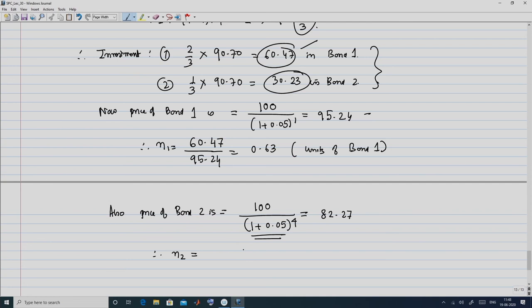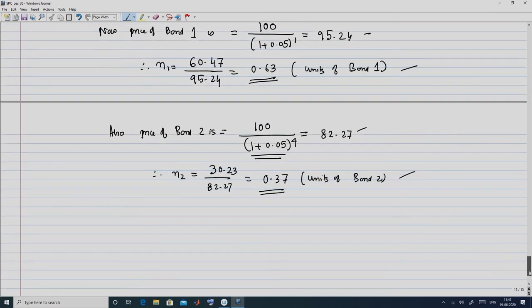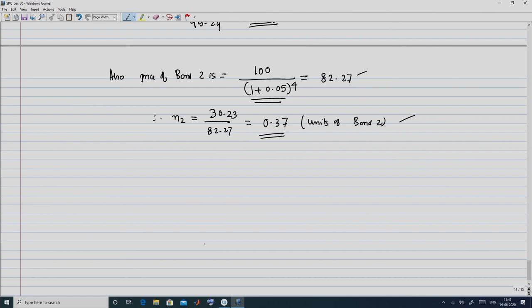The number of units of the second bond, N2, is going to be the amount of 30.23 invested in the second bond, divided by the price of the second bond, which is 82.27, and this is going to be 0.37 units of bond 2. And please don't assume that the number of units must add up to 1, even though in this case coincidentally n1 plus n2 adds up to 1, it is obviously not necessarily the case.